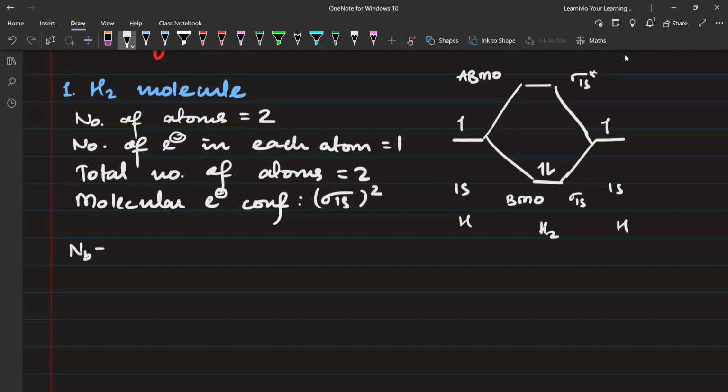Number of bonding electrons. How many electrons in the bonding molecular orbital? Two. Thank you very much. Number of electrons in anti-bonding molecular orbital. One? Anyone? Not even one. Zero. There is no electron here in anti-bonding. There is zero electron.